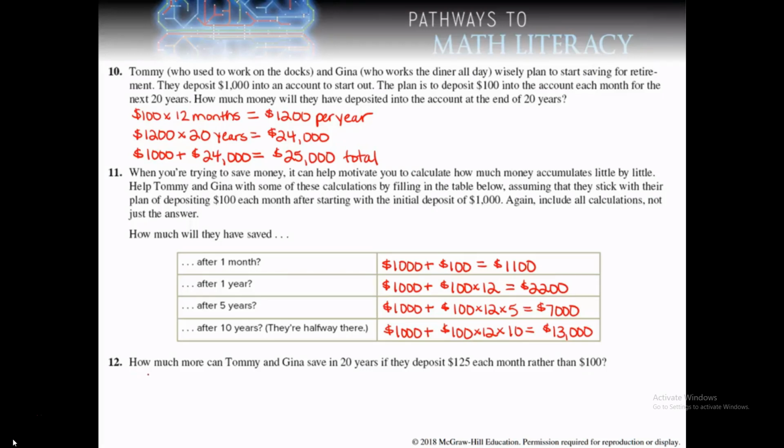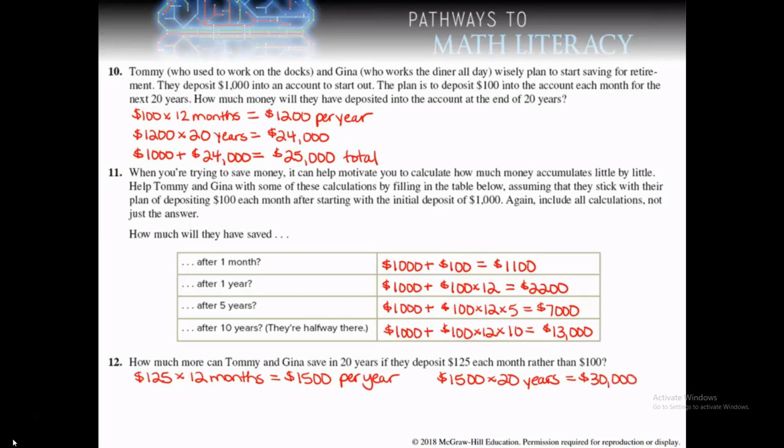Well, the calculations would be similar to number 10. We'd have $125 a month times 12 months, which means they'd be saving $1,500 per year. And then over the course of 20 years, that would be 1,500 times 20. And that means that they would be saving $30,000.